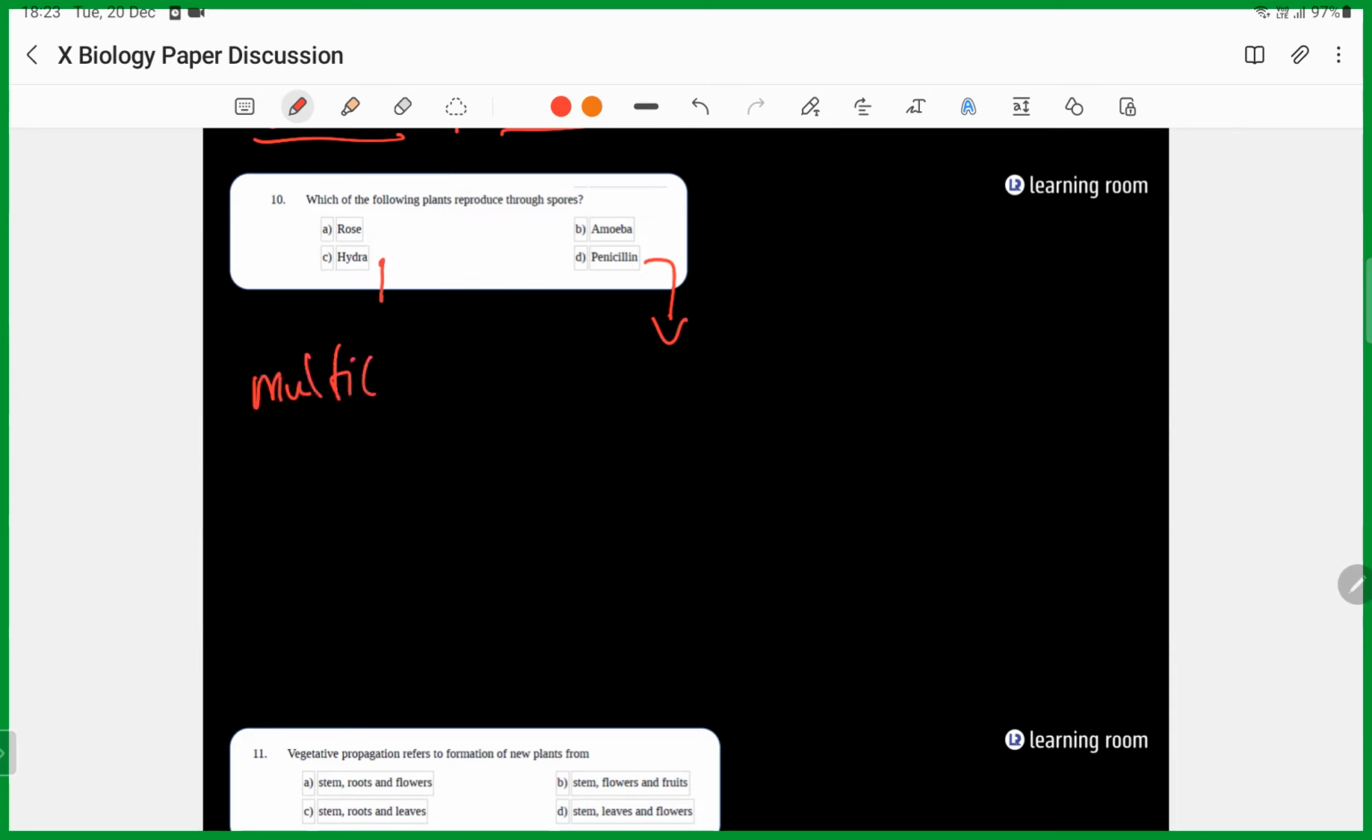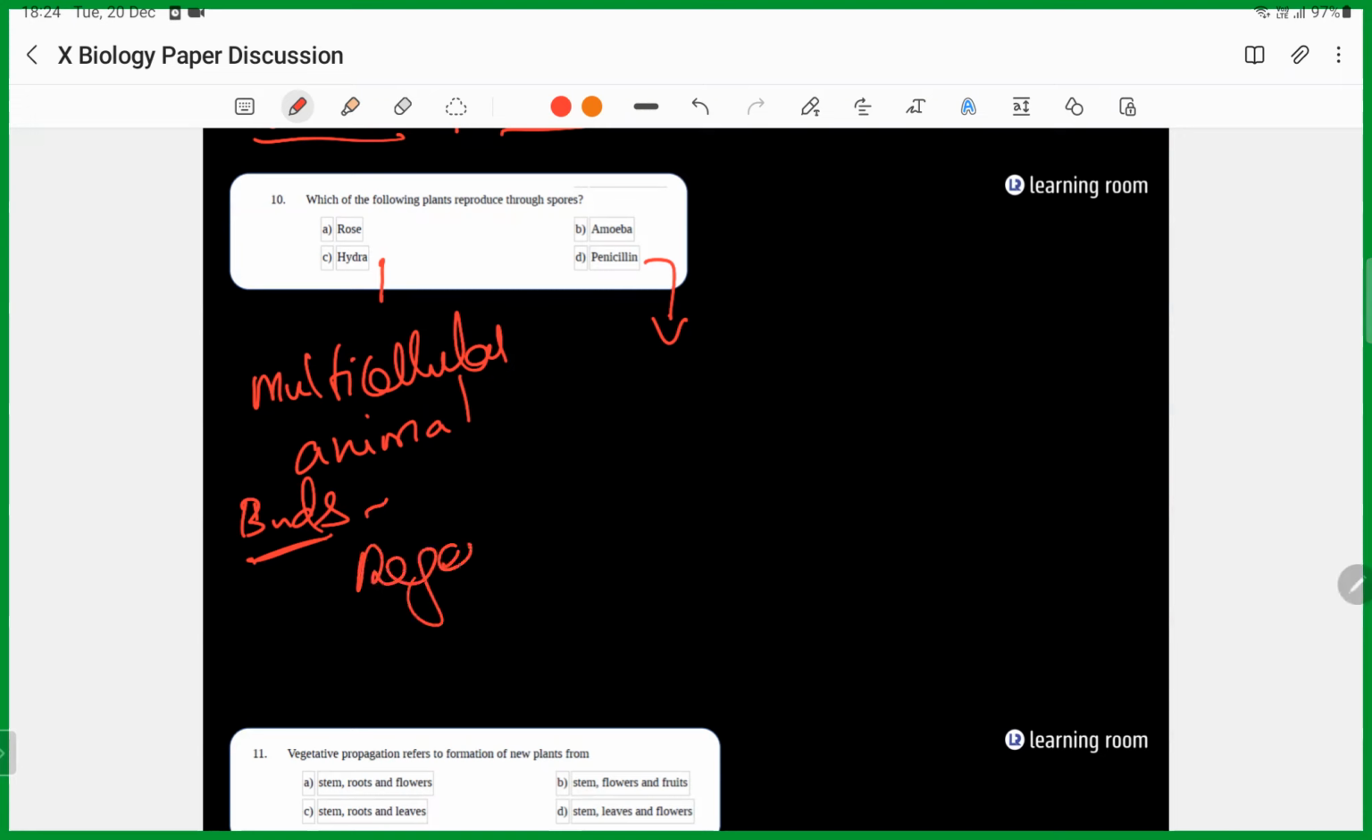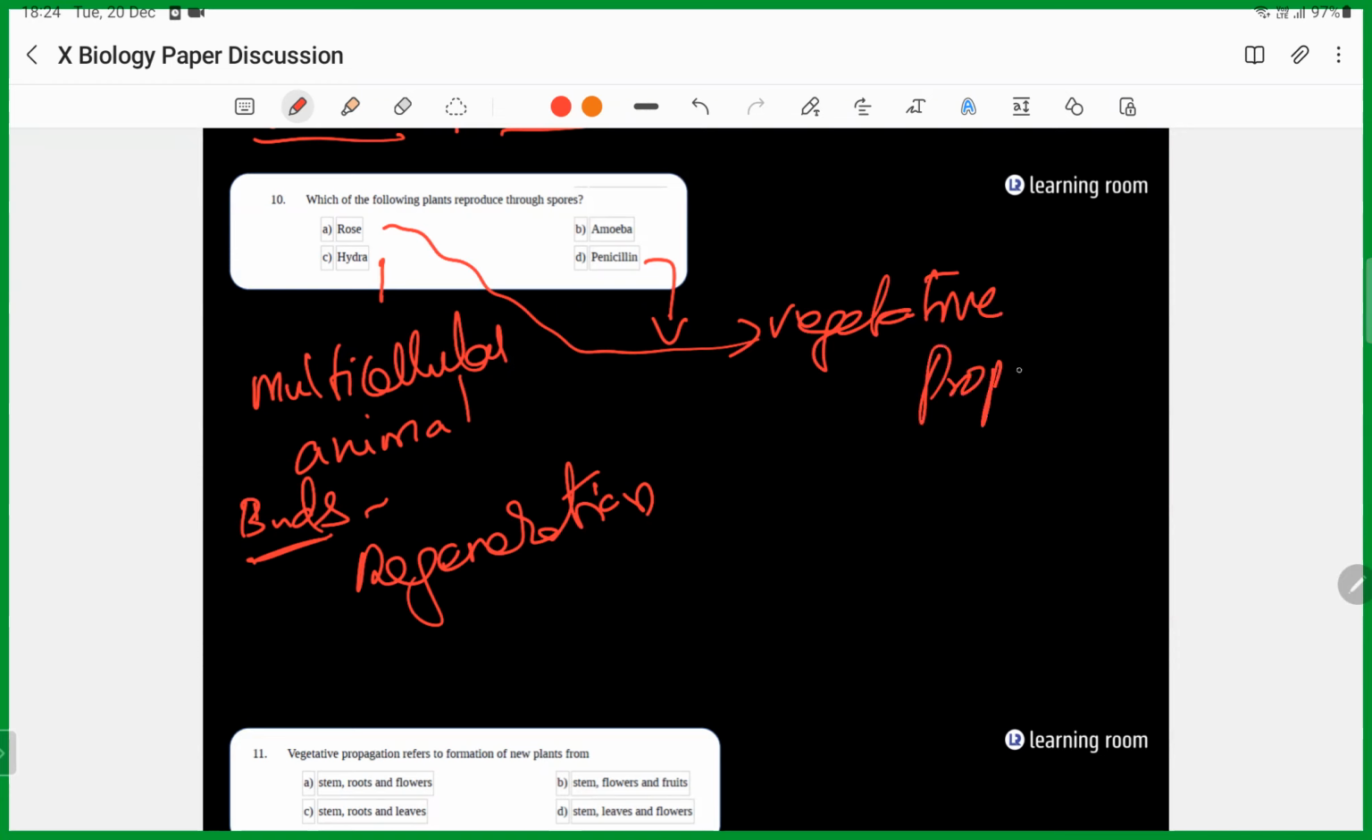Hydra is a multicellular animal. Mostly Hydra reproduces by budding, by buds. And even regeneration also, right, sir? Yes, fragmentation and regeneration. Okay, Hydra by budding and regeneration. Rose, mostly vegetative propagation. And amoeba is binary fission, and budding.